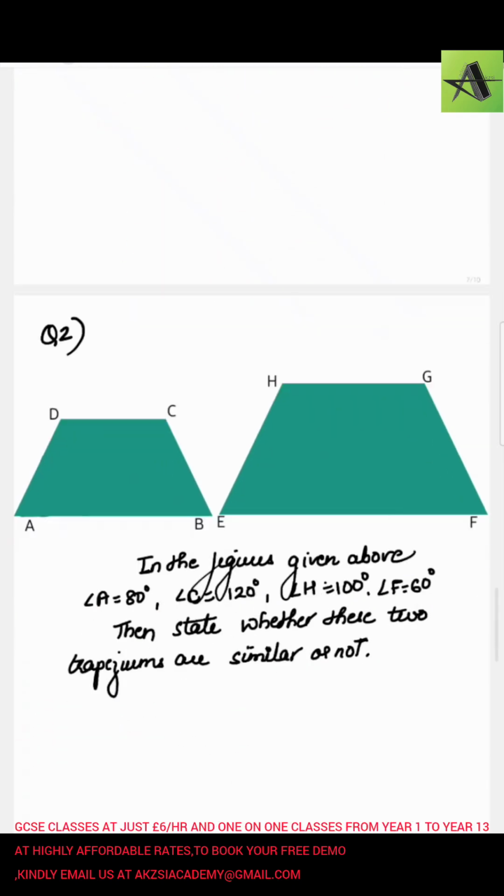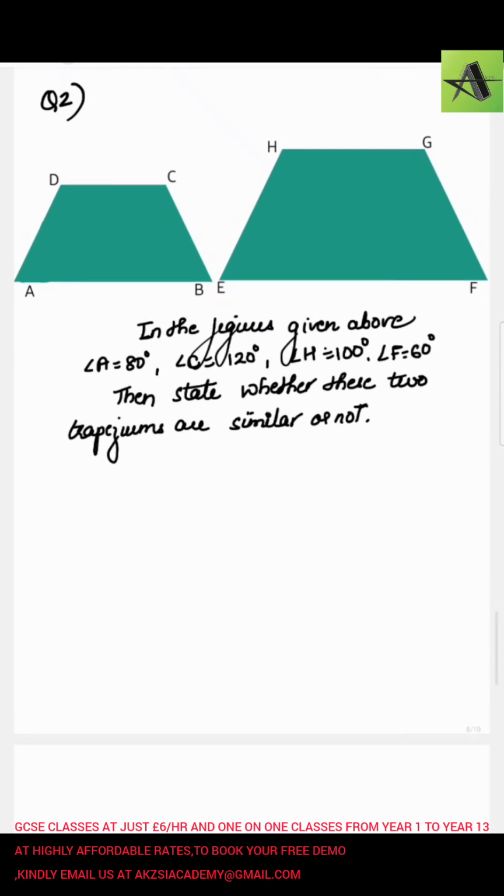Moving on to the next question. Here two trapeziums are given. Just keep that in mind. You can't apply the SAS or AA rule in a trapezium. That was specifically for triangles, not for any other figure. For any other figure, it's the same: prove the corresponding angles being equal, or you can prove all the corresponding sides are bearing the same constant ratio.